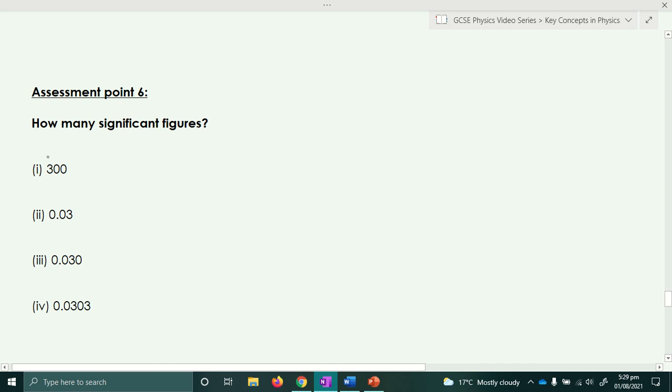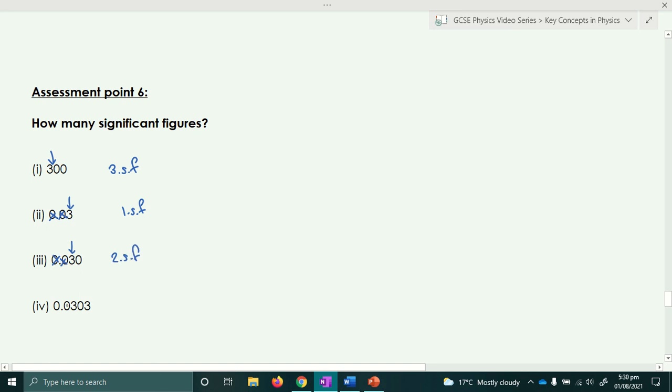So here is our first non-zero number. Those 2 zeros are to the right of it, so those are significant. This is our first non-zero number. Those 2 zeros are not significant, so that's actually a 1 significant figure number. Here is our first non-zero number. That's not significant.